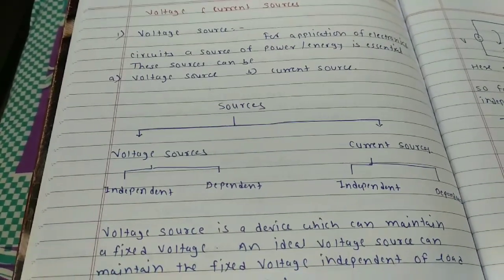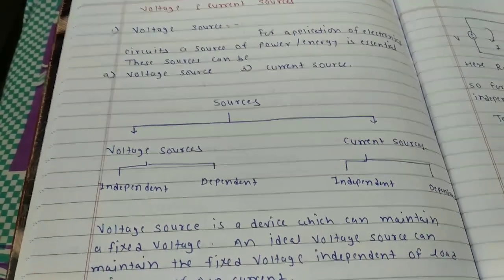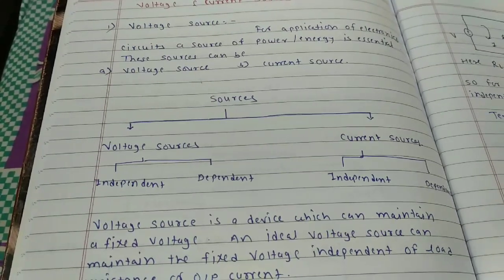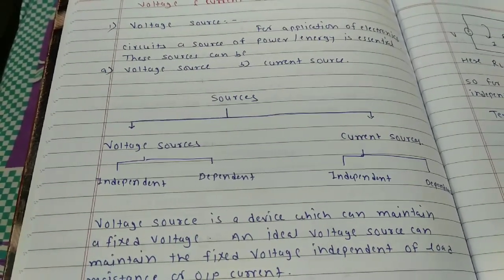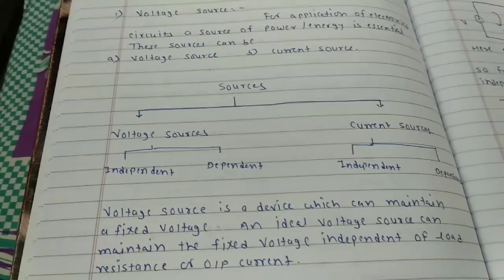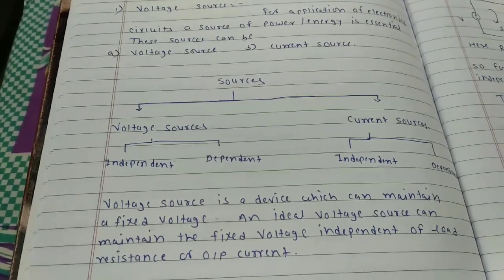The sources can be classified in two categories, voltage source and current source. Voltage source is again categorized in two categories, independent and dependent. In the same way, current source is also categorized in two categories, independent and dependent current source. So here we will go through independent sources.